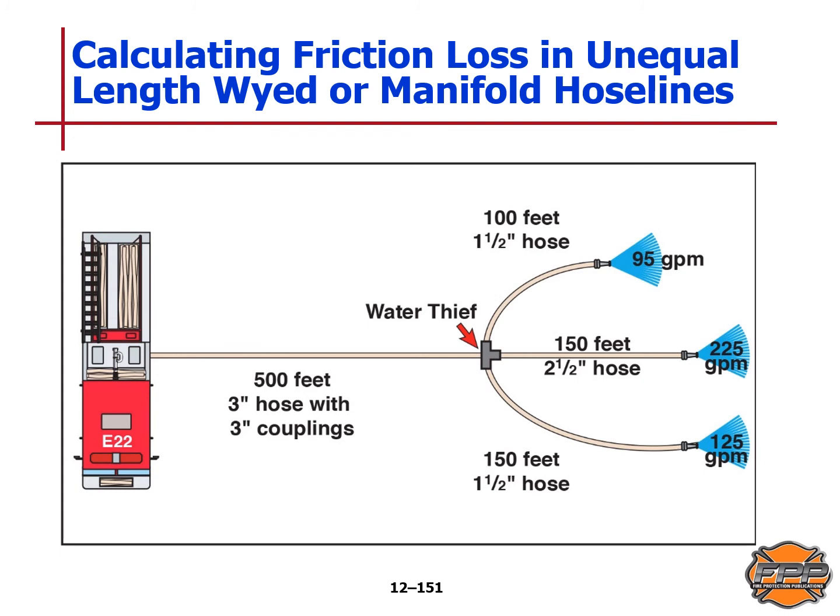This is actually that same diagram. So you've got your pumper with 500 feet of 3-inch hose with 3-inch couplings. Then you have your water thief, which is dividing up those lines. So you have a line that's 100 feet of 1.5-inch hose. That's one attack line. Then you have 150 feet of 2.5-inch hose, and then 150 feet of 1.5-inch hose. And you can see how, since they're unequal length, wye or manifold hose lines, they have different discharge pressures. One has 95 gallons per minute, one is 225 gallons per minute, and one is 125 gallons per minute.